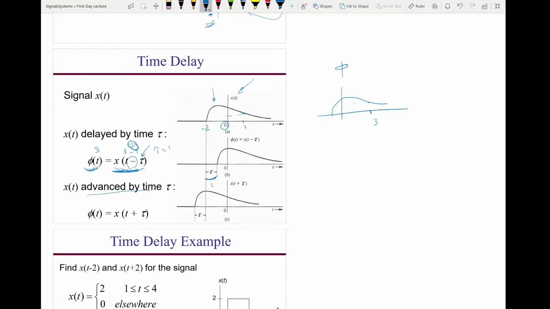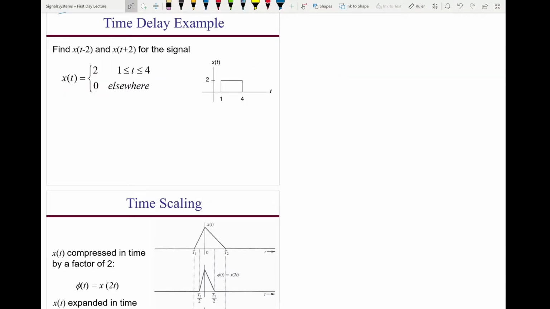Now, advance by time, that means you advance the signal, then this will be plus, and you advance it by tau. So if I want to plot this signal, it will be exactly this signal, but shifted to the left by this amount here. Let's take an example for time delay. If you forget whether t minus 3 shifts to the right or left, basically just solve it mathematically and you will not go wrong.